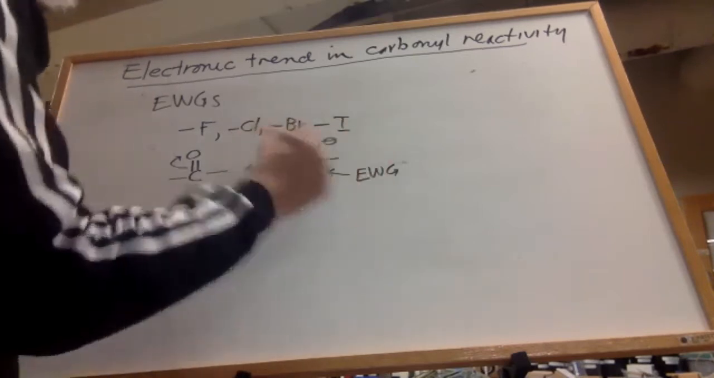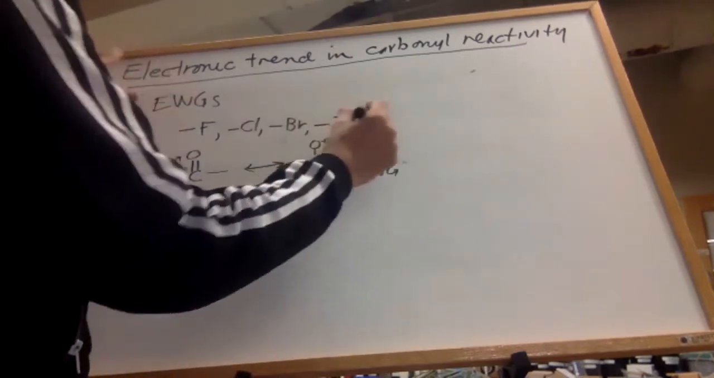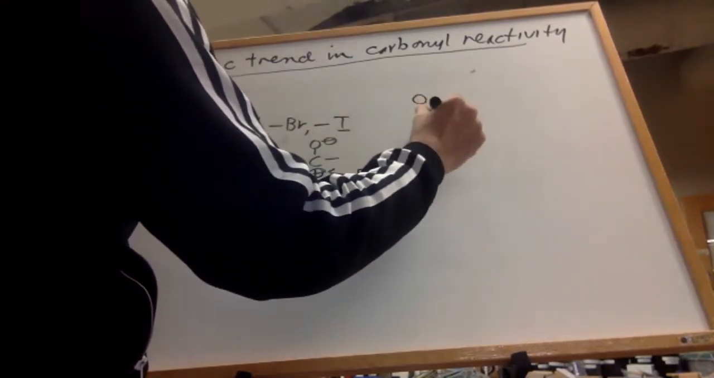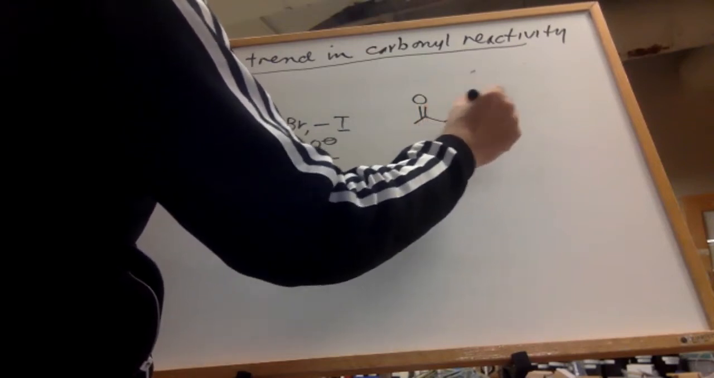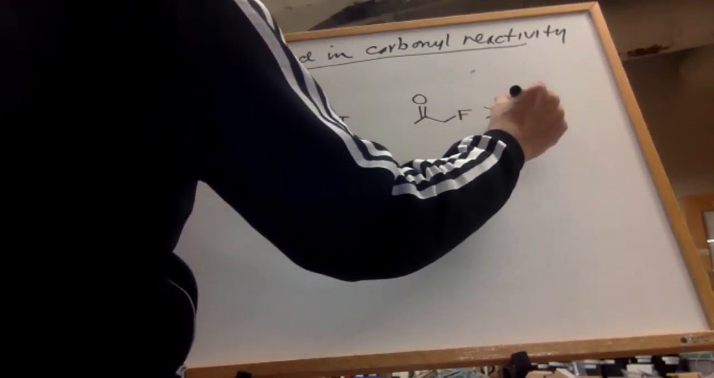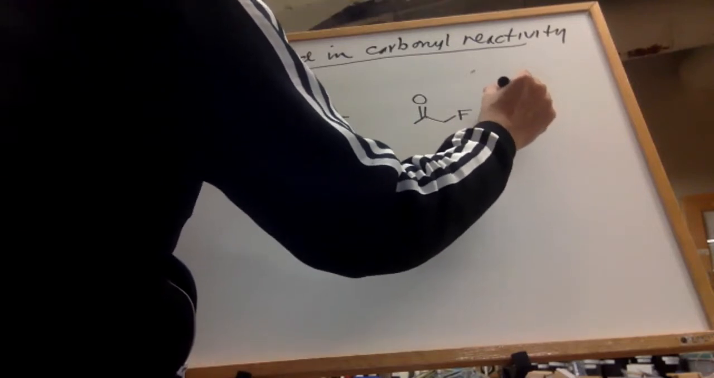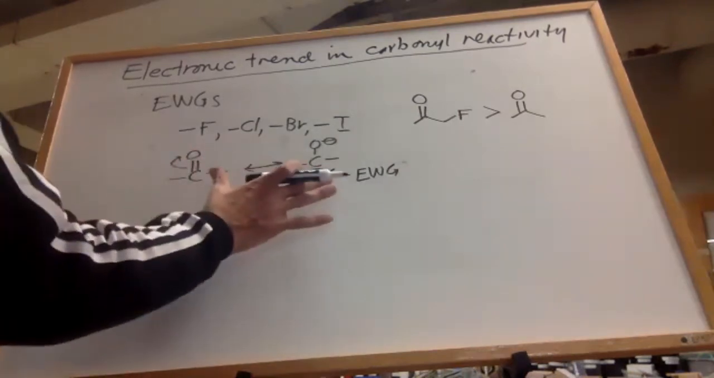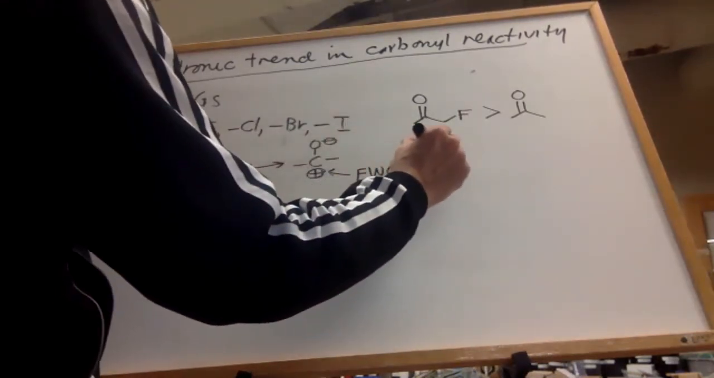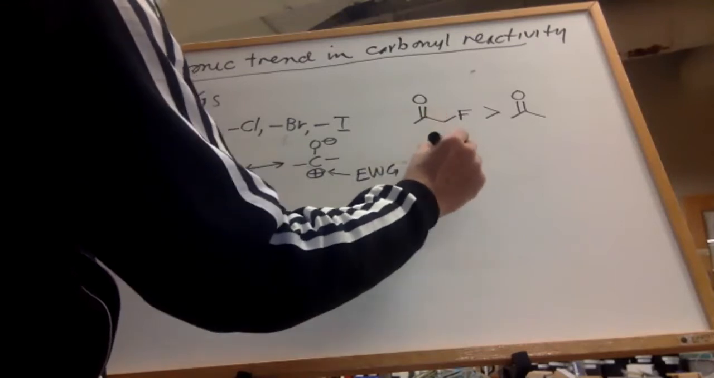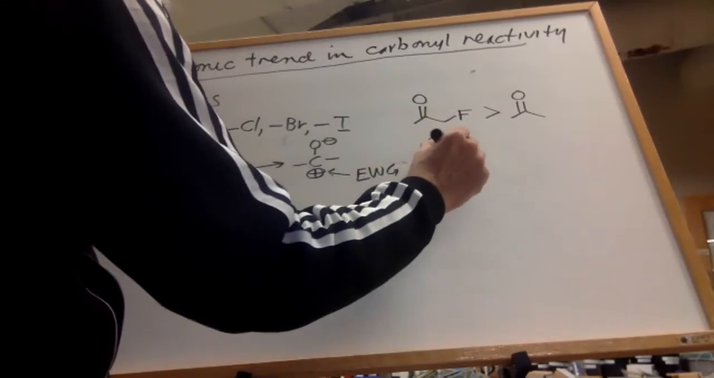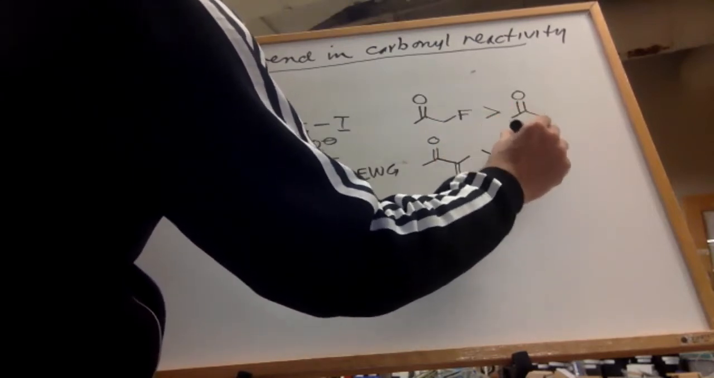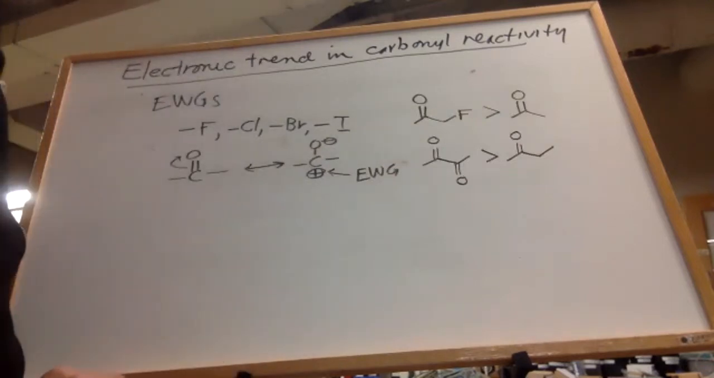And so what I mean by this, let me illustrate up here. So this guy is more reactive than the carbonyl group that doesn't have the fluorine on here. Okay, so what I mean by this is that this guy with two carbonyls is more reactive than a compound that would only have one carbonyl on it.